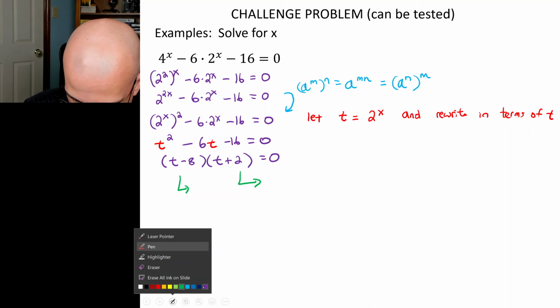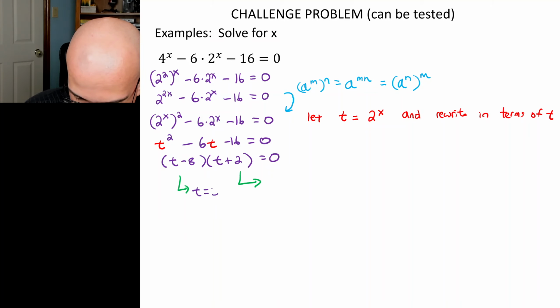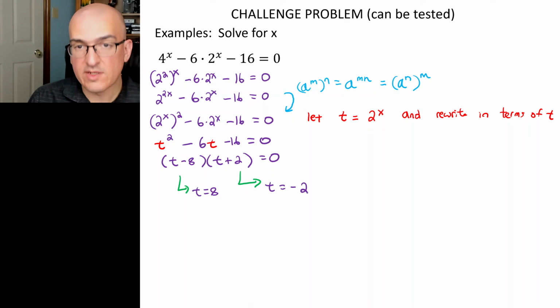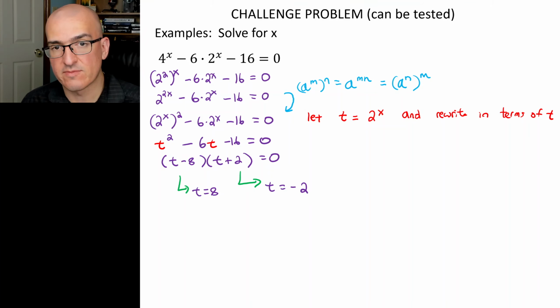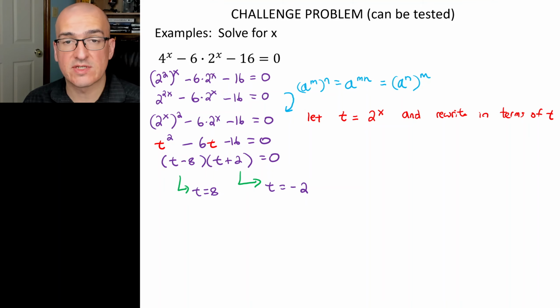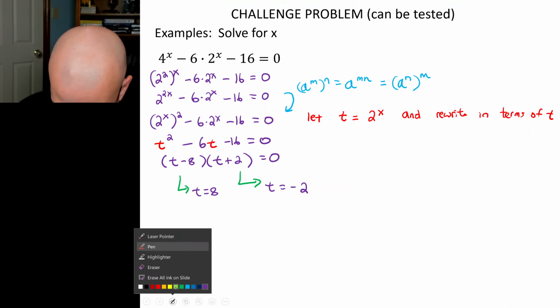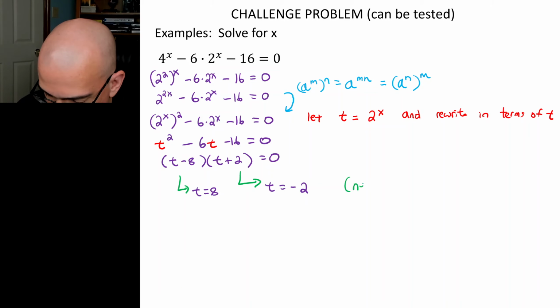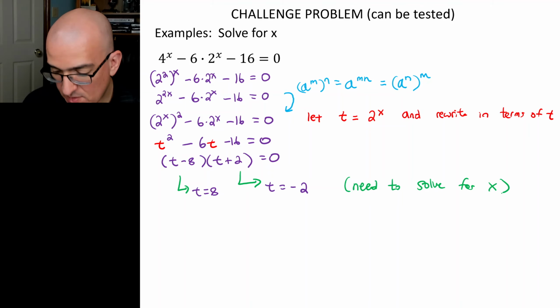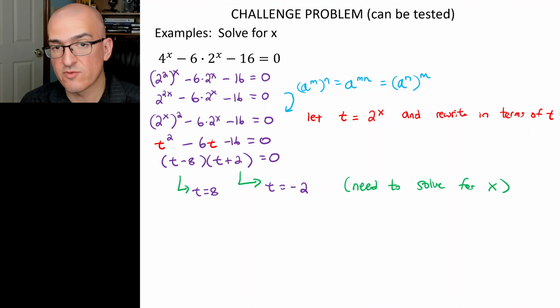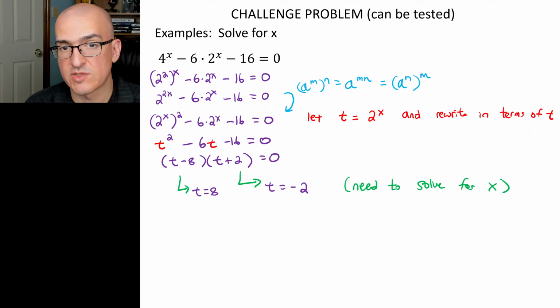First solution is that t equals 8. And the second solution is that t is equal to negative 2. Now there's two reasons why we're not done yet. One of the reasons is that it didn't ask us to solve for t, it asked us to solve for x. So I'll put that here. Need to solve for x. And the second reason we're not done yet will be apparent when we do this thing, the solving for x thing.